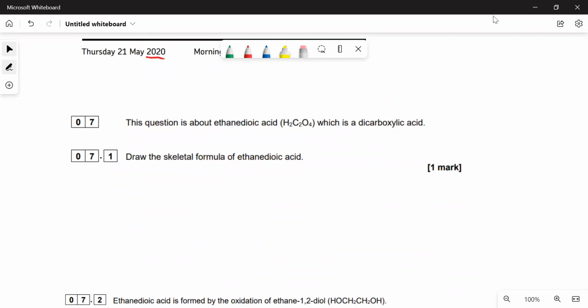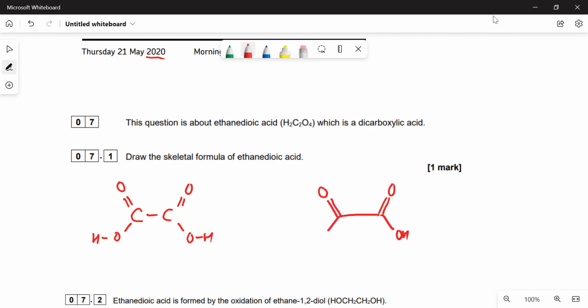Okay, so ethanedioic acid is a dicarboxylic acid. Draw the skeletal formula of that. Well, first of all, I think I'm going to draw the normal formula of it. So you've got a carboxylic acid at one end, and you've got a carboxylic acid at the other end. So as a skeletal formula, we're going to write that like this. Like that.